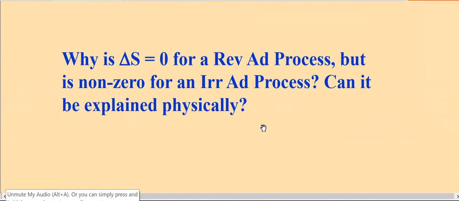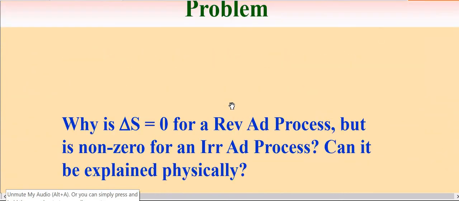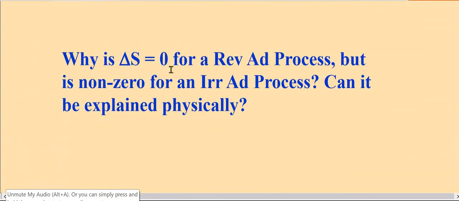We have discussed. Now, there is a problem. Why is delta S equal to 0 for a reversible adiabatic process, but non-zero for an irreversible adiabatic process? Can it be explained physically? So this is a problem that bothers us a lot.